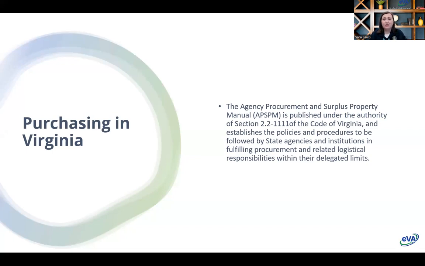So again, the APSPM is something that all the state agencies and the institutions use to make sure that they are purchasing within the guidelines and the laws of Virginia. And EVA is there for them to use as a tool to help with that.